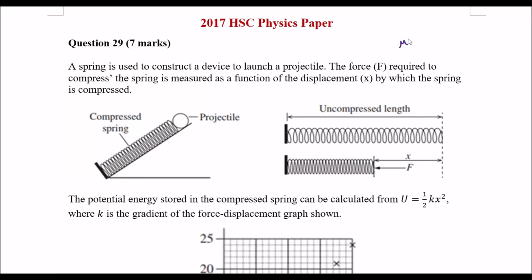Today we'll be explaining the Module 5 Inquiry Question 1 exam question. This is going to be taken from the 2017 HSC Physics paper, question 29, worth 7 marks.